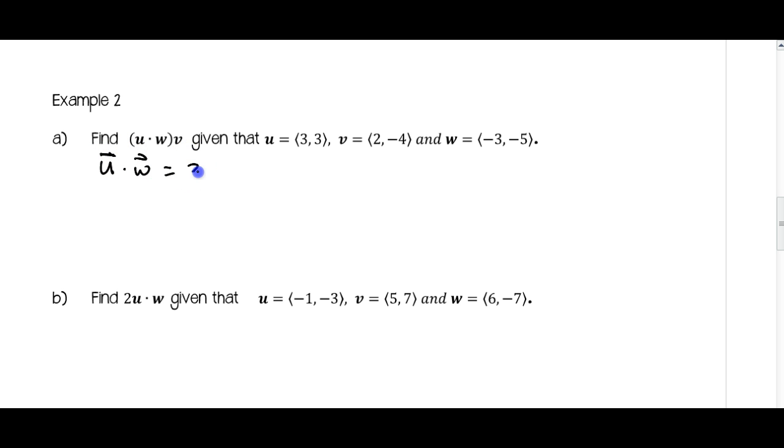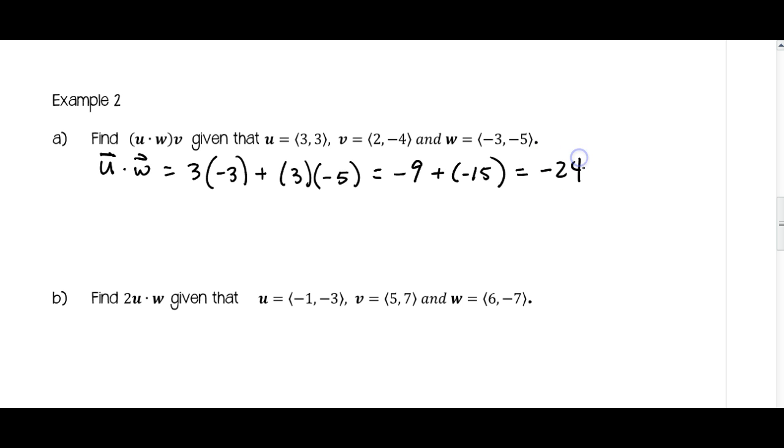So we've got 3 times negative 3 plus 3 for the y component here, and then for w, we want the y component there, so that's negative 5. So I've got negative 9 plus negative 15, so we get negative 24.